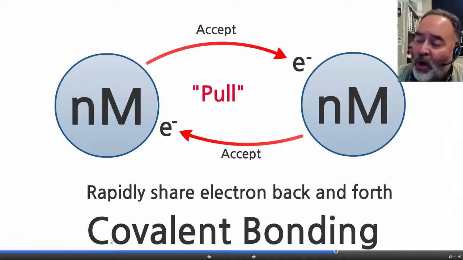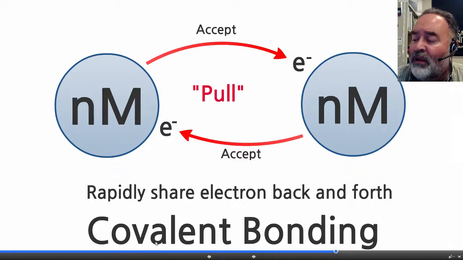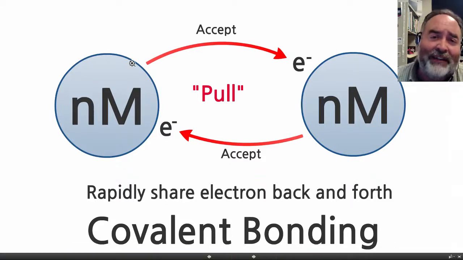We're going to call that covalent bonding. This idea of sharing rather than pushing. The other one was called metallic bonding between two metals. This one is not called non-metallic bonding. It's called covalent bonding because the electrons in the outer shell are called the valence shell, and those are the electrons that get shared or bounce back and forth. So we call it covalent because they share valence electrons.